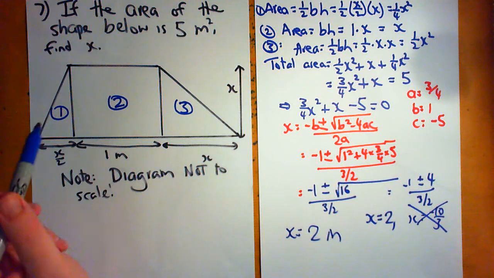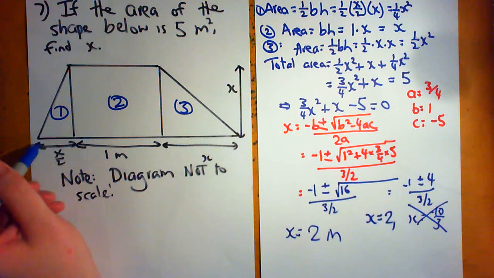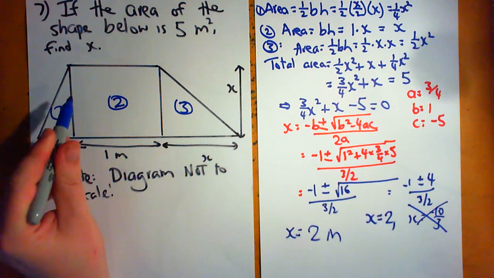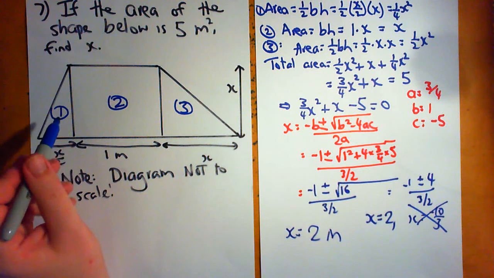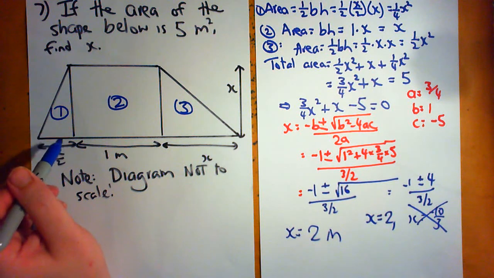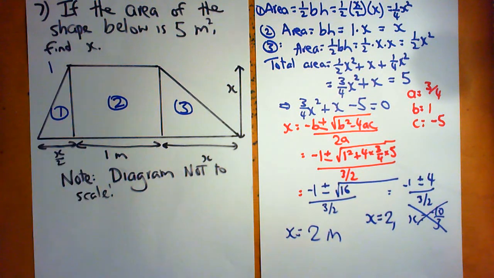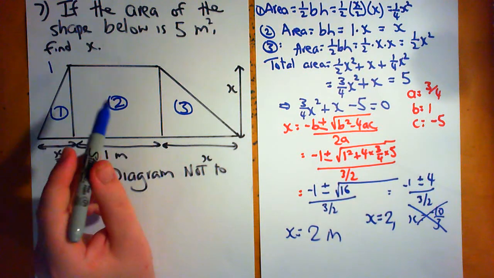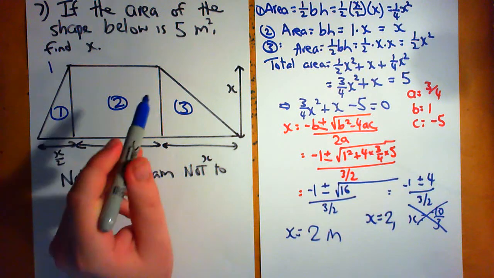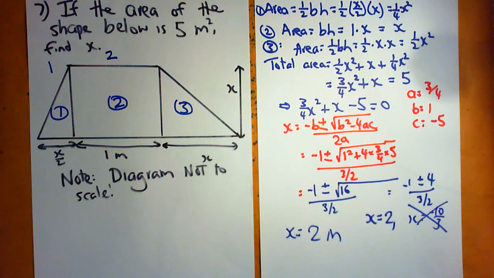So if we have x being 2 metres, this triangle has a width of x over 2, which is 1, and a height of 2. So its area is half times base times height, which is half times 1 times 2, which is 1. So this triangle has an area of 1. What about the rectangle? Its width is 1, its height is x, which is 2. So the rectangle has an area of 2 units.